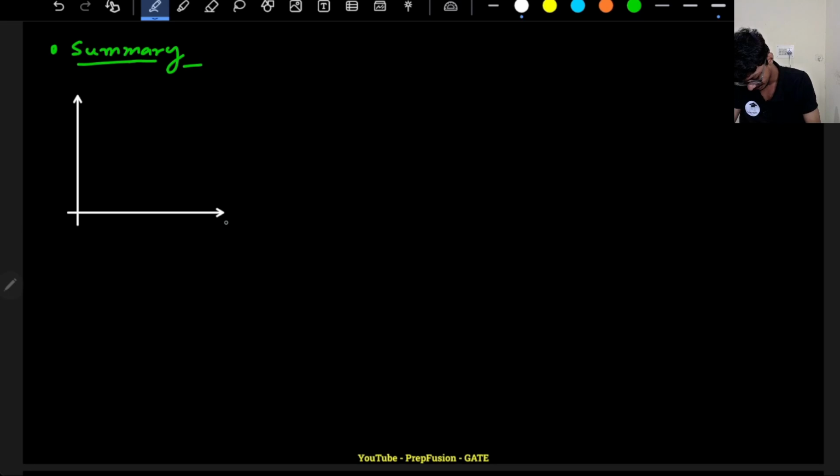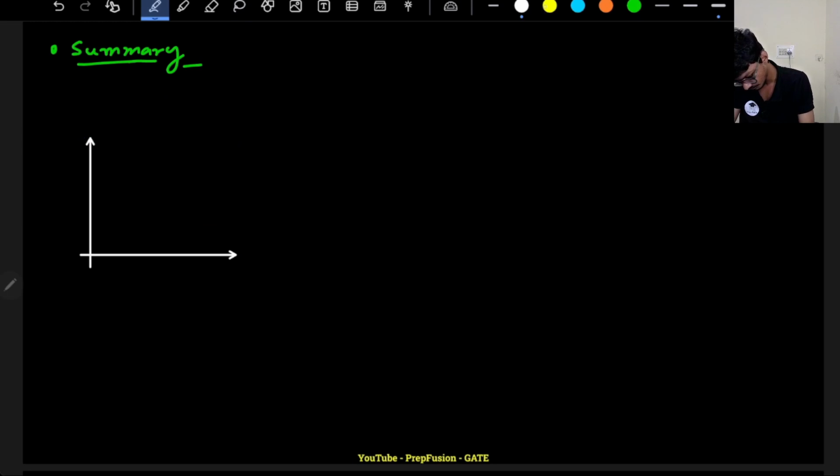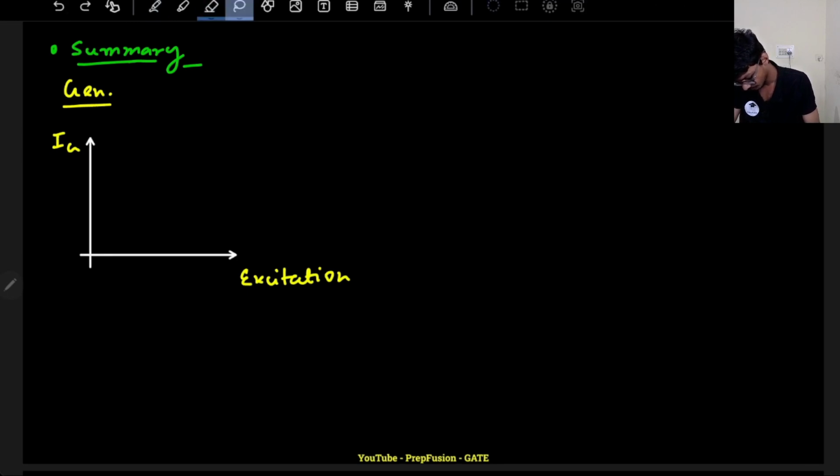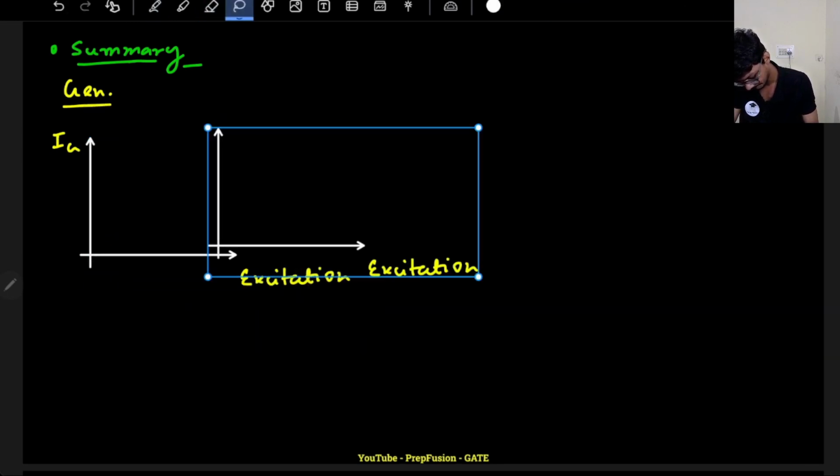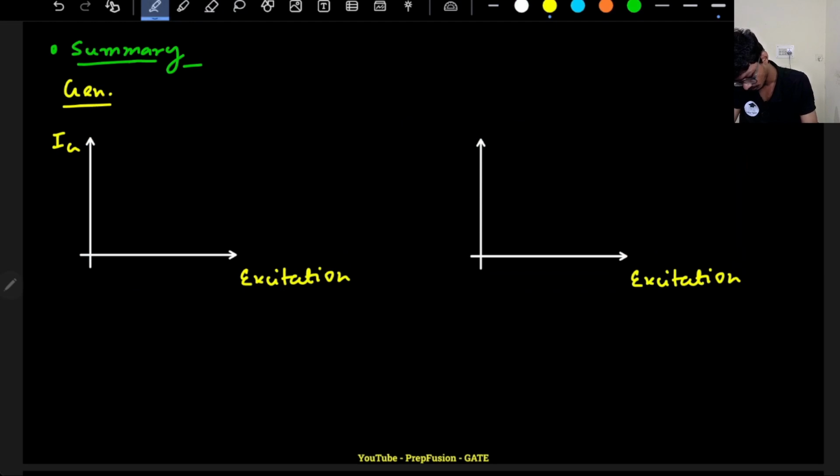So this is basically my generator. This is for the generator, and this is basically my excitation, and this is my current IA. Same thing I will draw for the power factor. For the power factor. Okay.